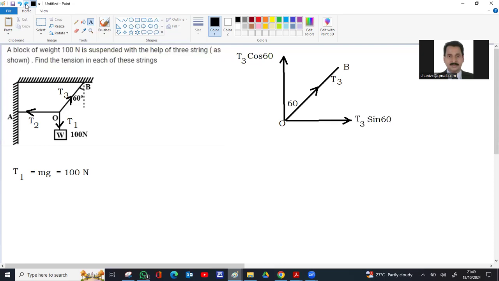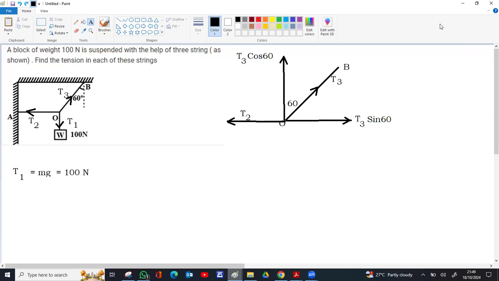Now if you compare with the other already existing components, T2 is towards left. So for this system to be in equilibrium, the net force towards left has to be equal to the net force towards right. So you can equate T2 equal to T3 sin 60. Same way, the downward force has to be equal to the net upward force. Downward force is 100 Newton, which is T1. That has to be equal to T3 cos 60.